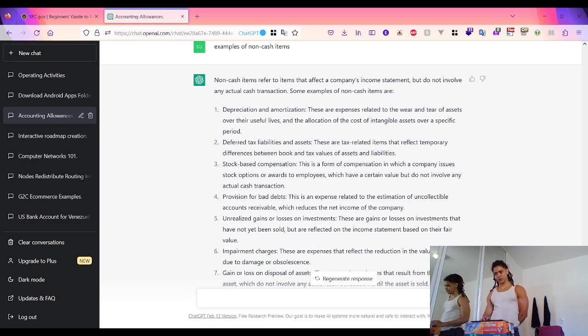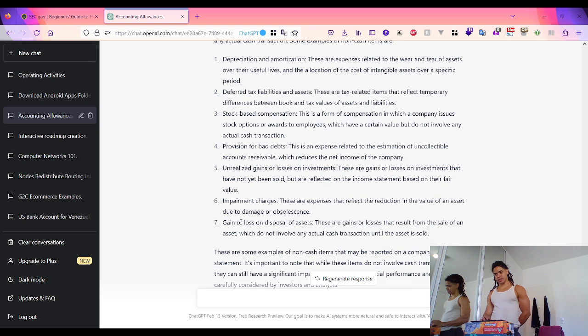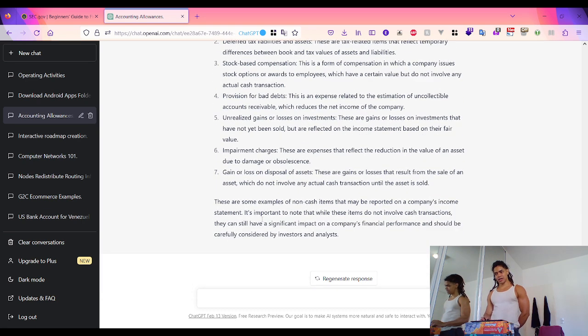Stock-based compensation and gain or loss on disposal of assets. These are some examples of non-cash items that may be reported on the company income statement. It is important to know that while these items do not involve a cash transaction, they can still have a significant impact on the company's financial performance and should be carefully considered by investors and analysts.